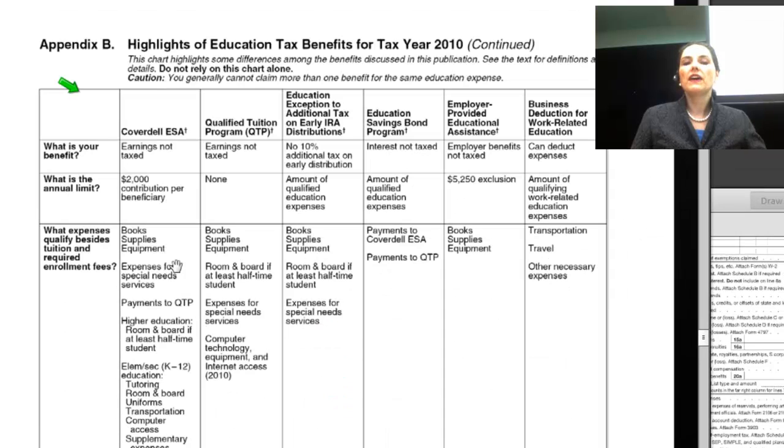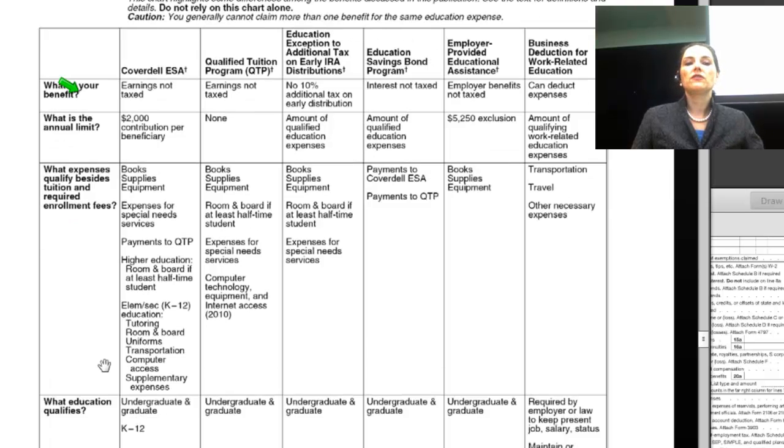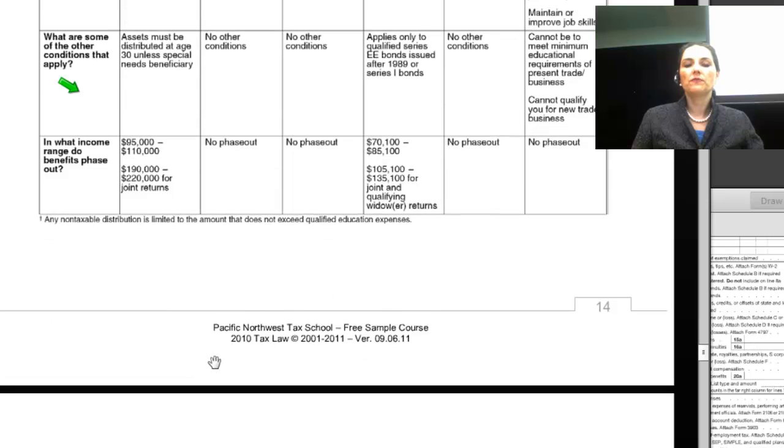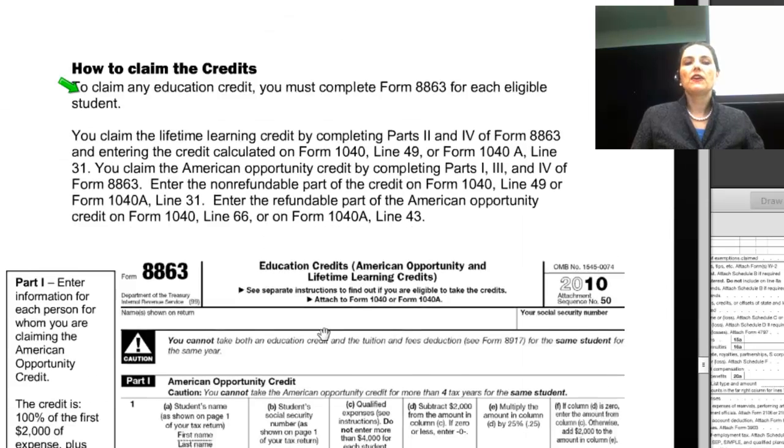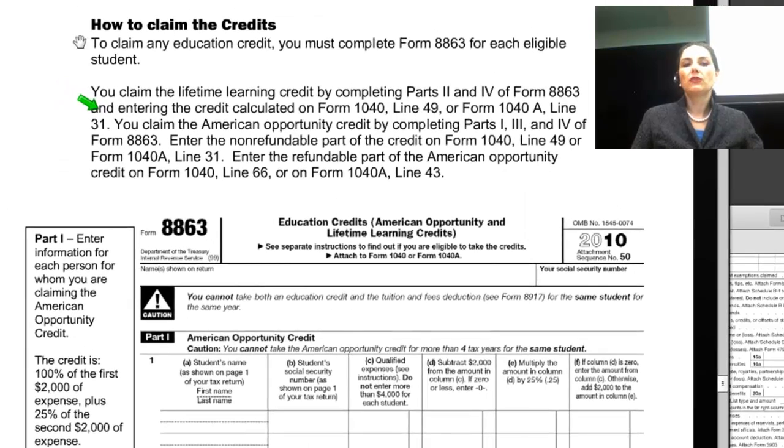On the next page, we have highlights of other education benefits that are available. They are not a part of today's class, but they are interesting and relevant overall for students, so I've included that table in there for you to read on your own. Now let's move on to a discussion of how to claim the credits.